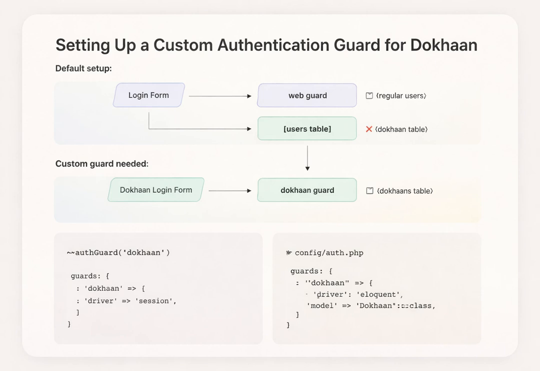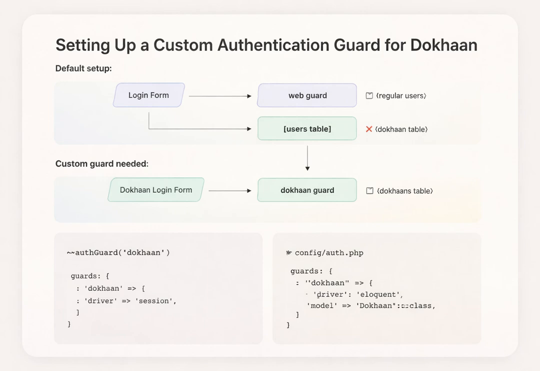So if you try to log in through the Dokan panel without setting up a custom guard, Laravel will look in the wrong table and authentication will fail. Each panel you build needs its own guard that points to the correct database table. The admin panel uses the admin guard pointing to the admin's table. The Dokan panel needs a Dokan guard pointing to the Dokans table.